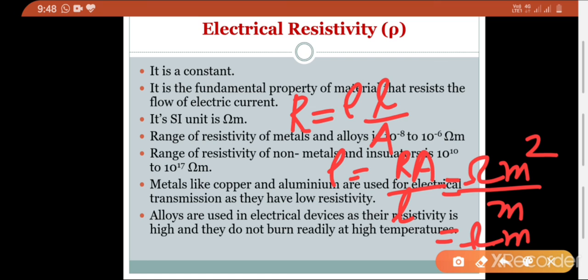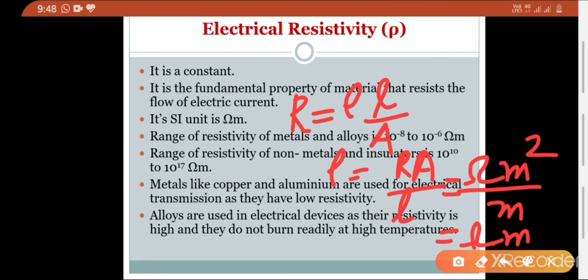So the range of resistivity of metals and alloys is 10 raised to power minus 8 to 10 raised to power minus 6 ohm meter. That is, these metals and alloys resist the current in very less amount. The range of resistivity of non-metals and insulators is much more, that is 10 raised to power 10 to 10 raised to power 17 ohm meter. That is, they do not let the current pass through them.